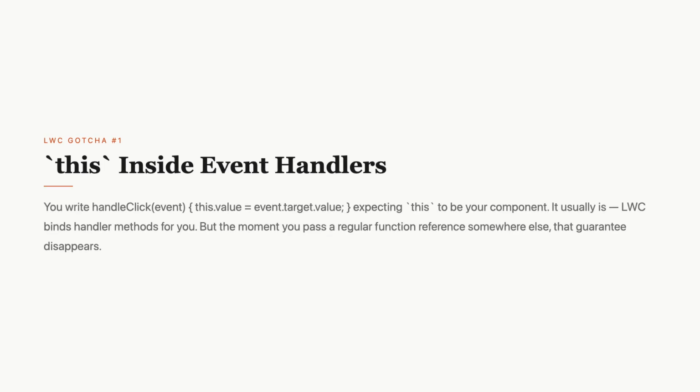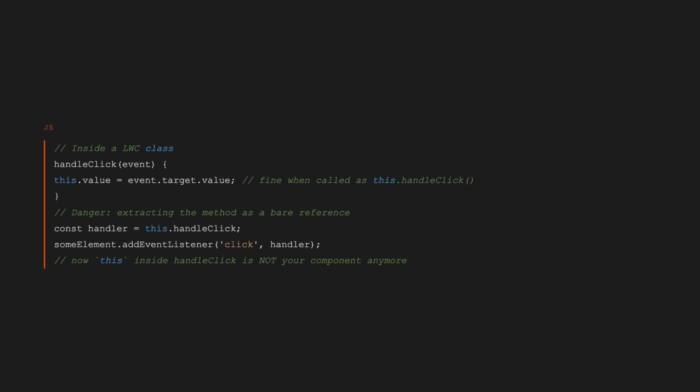Gotcha number 2. setTimeout, promise.then, array callbacks like .map, any regular function you pass into one of these runs with its own this, not the surrounding component's this. This is, hands down, the single most common source of "this.value is undefined" errors in Lightning Web Components. Here's that bug in code. A class with a value property set on the component. Call setTimeout with a regular function inside loadData, and inside that function, this.value logs undefined. This inside a regular function passed to setTimeout is not the class instance anymore.